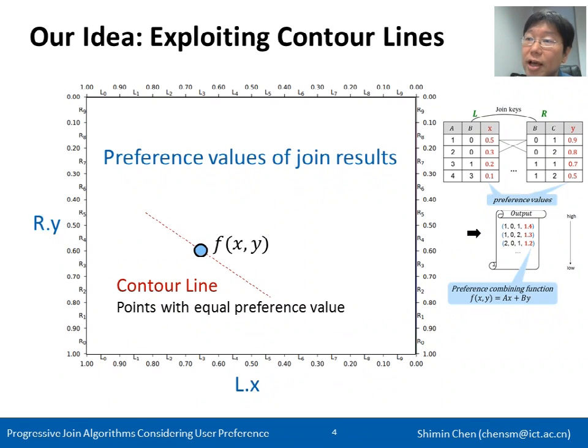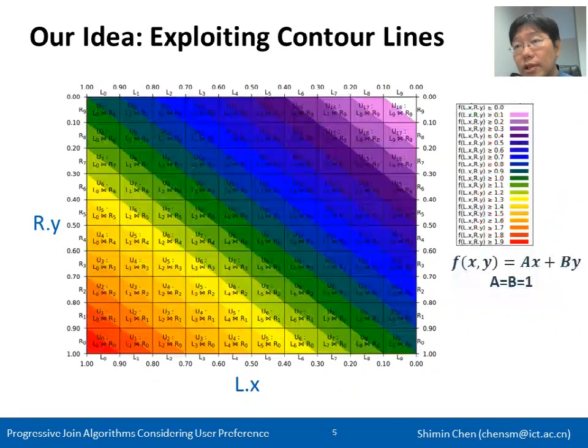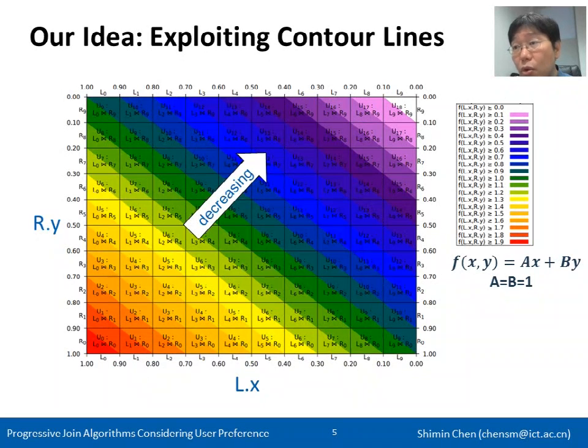Given any preference combining function, we can obtain the contour lines in this space. The points on a contour line have the same preference value. For example, the contour lines for the linear function are diagonal lines. The space between two contour lines contains join results with scores in the same score range. We call this a contour range. As contour lines go forward from bottom left to top right, the results' preference score range decreases.